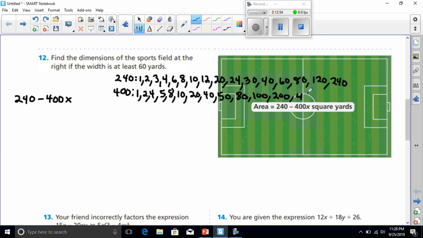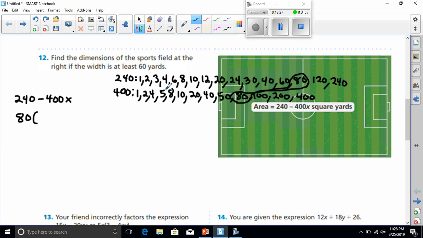Now we've got to see what is our greatest common factor. Well, 400 is not, 200 is not, either is 240, 120 is not, 100 is not. But look over here, we got 80 and 80, okay? So 80 and 80 are in both of these, so that is our greatest common factor. So we're going to take 80 and we're going to factor it out of both of these.